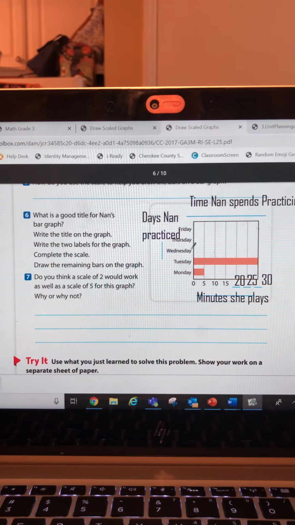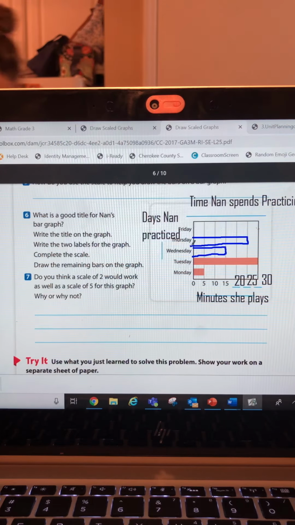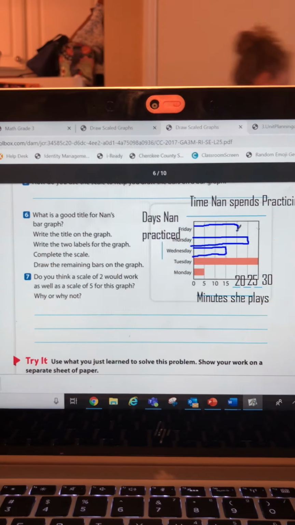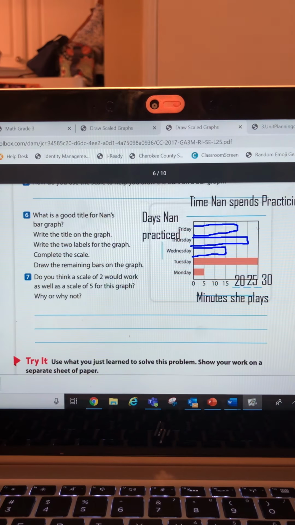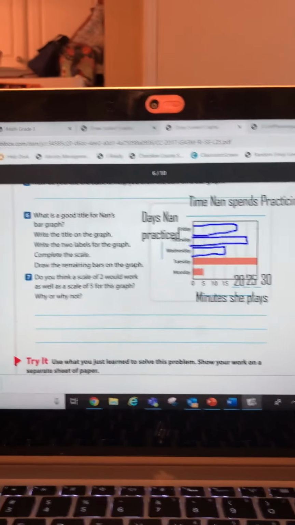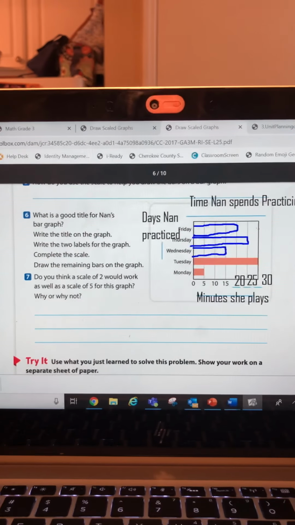I'm going to draw my bar all the way out to 15. Thursday, she practiced for 25 minutes, all the way out to that 25 mark. Friday, she practiced 20 minutes. So all I'm doing right now is making my bar graph. So I have my title, I labeled the sides, I did my scale, my key, and I drew the remaining bars. Now it asks us a question that makes me really think.